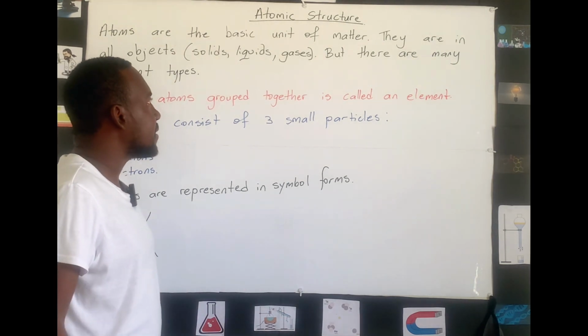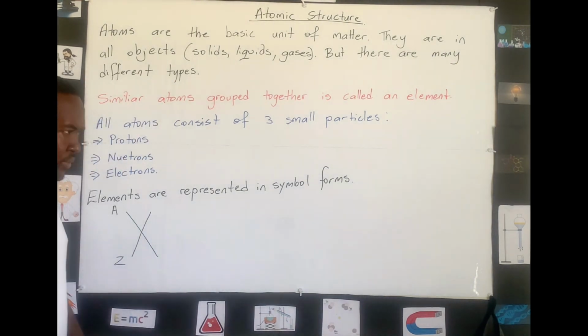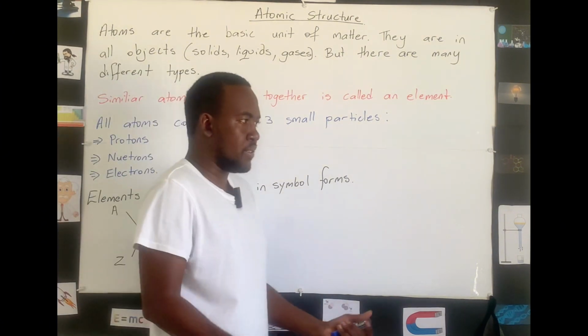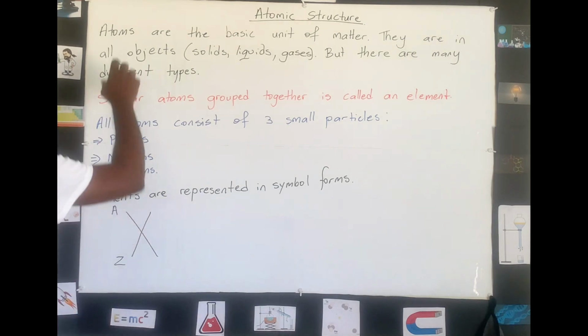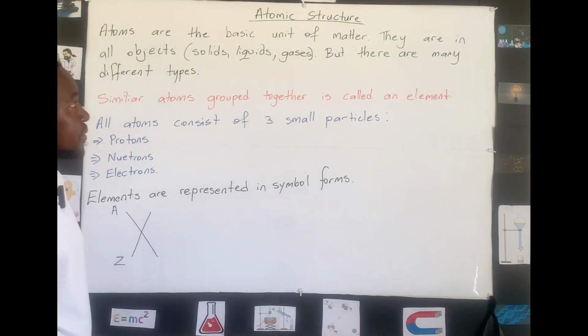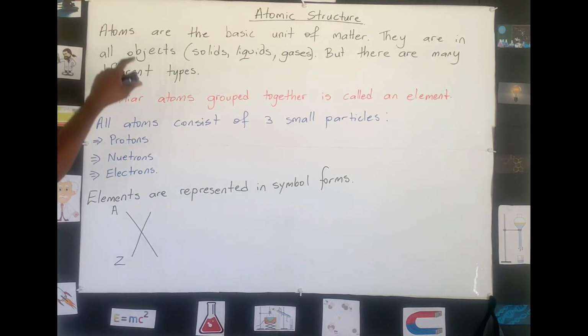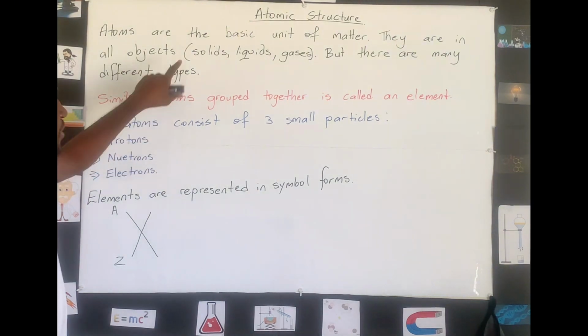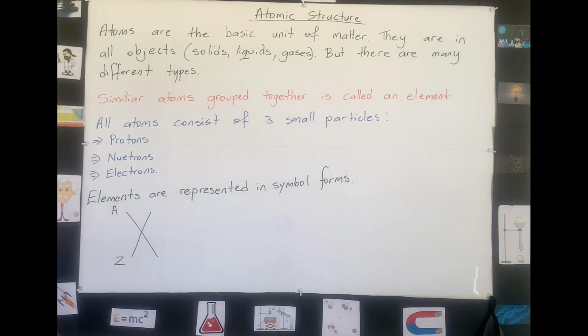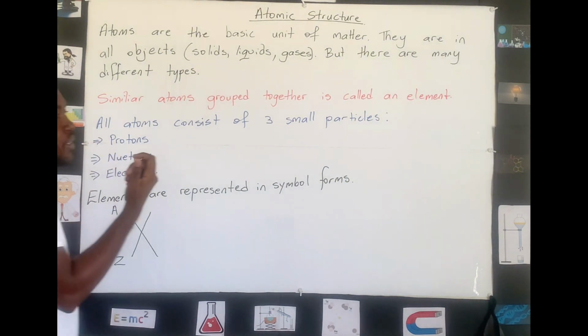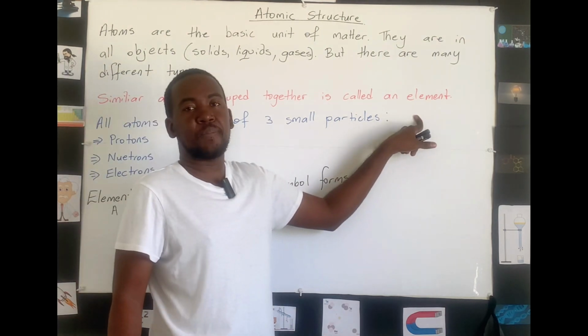And what this means is that matter is anything that is inside objects, the small particles that make up objects. Now, atoms are those small particles. They are in all objects, liquids, solids, or gases, right? But there are many different types of atoms. Now, when similar atoms group together, we call this an element, all right?